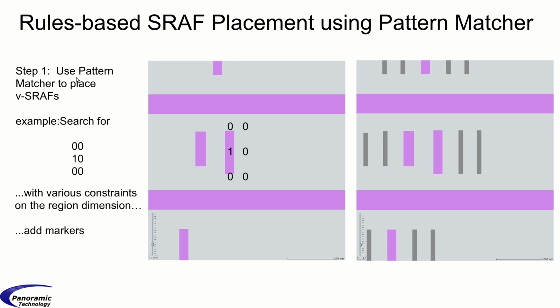So we use the pattern matcher to, again, look for, it's not really a line end. I mean, it looks the same pattern as a line end, but with different constraints, we're looking for a real fat line. And then once we find it, we're going to put down markers. Now, I'm not showing you the details of how that's done, but you can imagine that once you find this pattern, you have access to the coordinates, and then you can put a marker formulaically and programmatically using those coordinates. And so in this case, we actually put 2 SRAFs down.